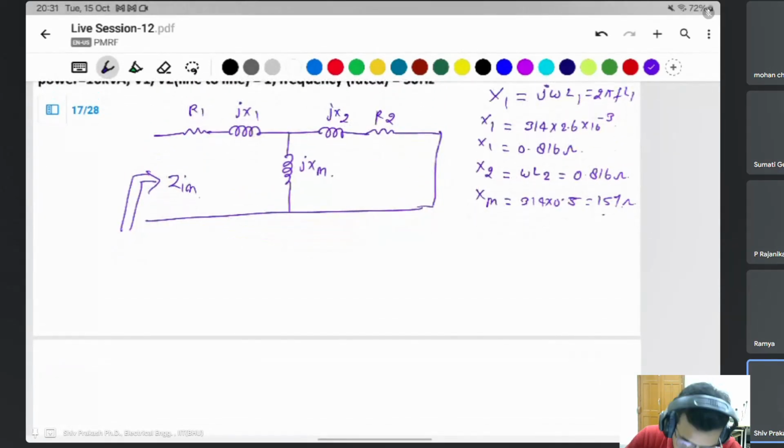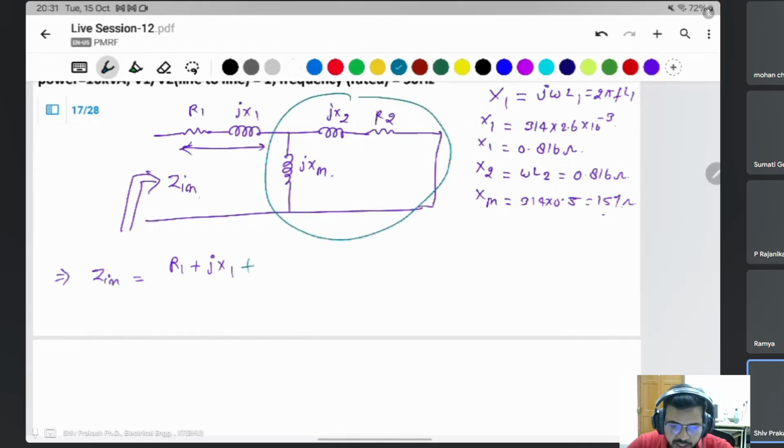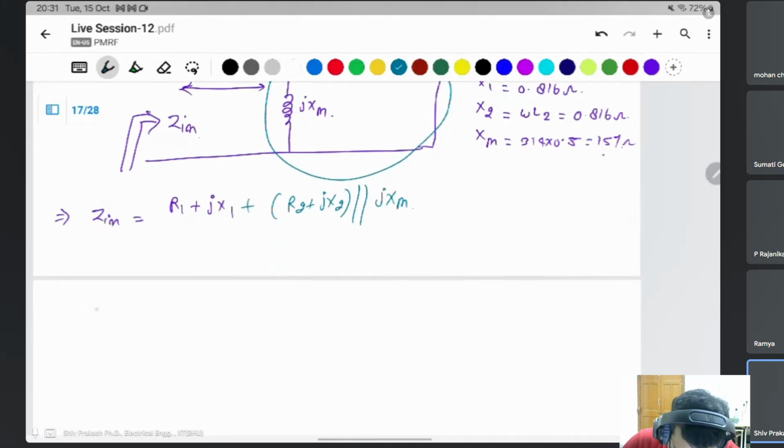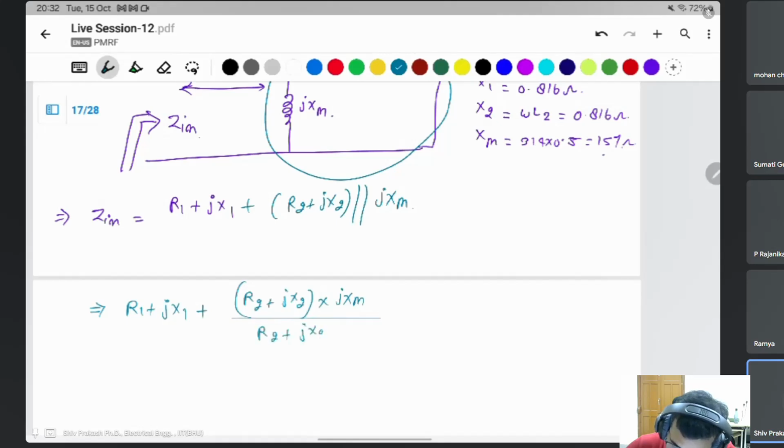What is the impedance if you see in from the input side? R1 plus jX1 are connected in series with this, and both are connected in parallel. That means R2 plus jX2 is connected in parallel with jXM. If you solve this one, then we will get the impedance. For the parallel circuit, Z1 Z2 divided by Z1 plus Z2: R2 plus jX2 into jXM divided by R2 plus jX2 plus jXM.